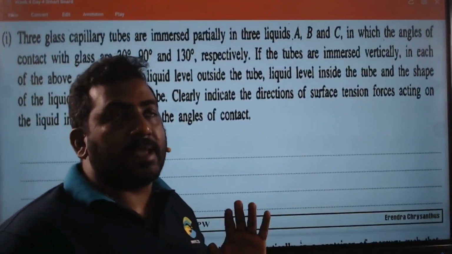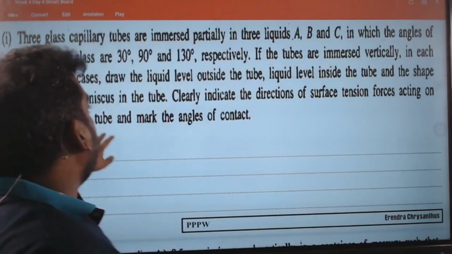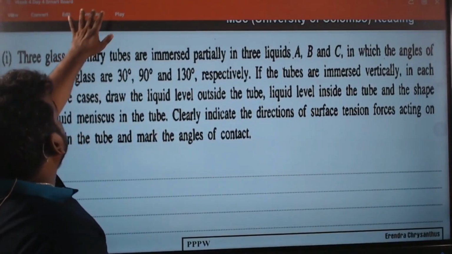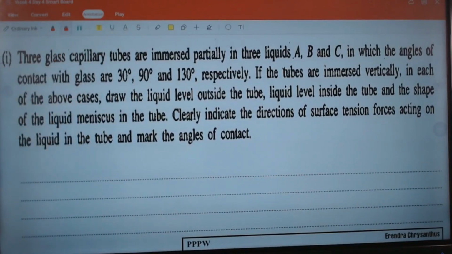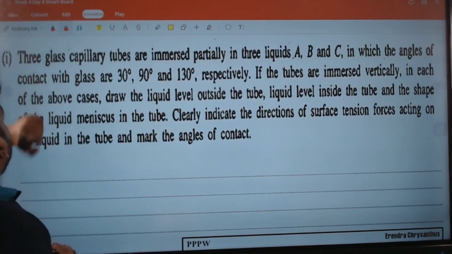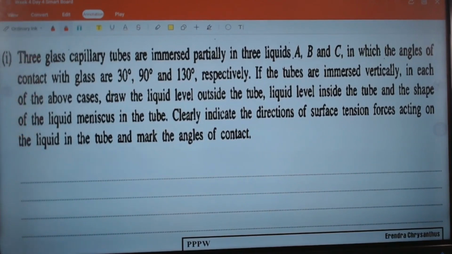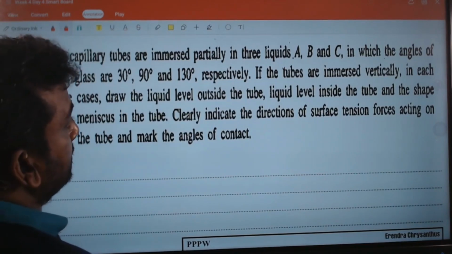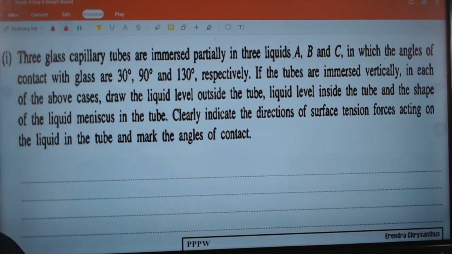The first question is based on surface tension. Read the question carefully. 3 glass tubes are immersed partially in liquids A, B, C, in which the angles of contact are 30, 90 and 130. If the tubes are immersed vertically in the above cases, draw the liquid levels outside the tube.